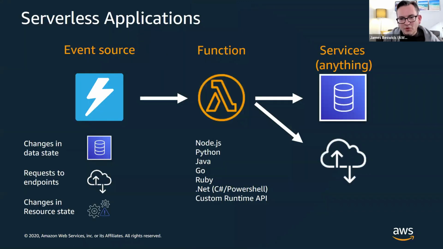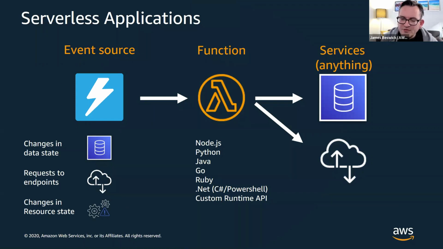So if you think about what an event source could be, it might be a change in data state in a database like DynamoDB, or it could be an endpoint request like an HTTP request, for example, or a change in a resource state. Or it could just be a cron job. It might just be a schedule that causes it to run. But in each case, there's an event that causes the trigger.